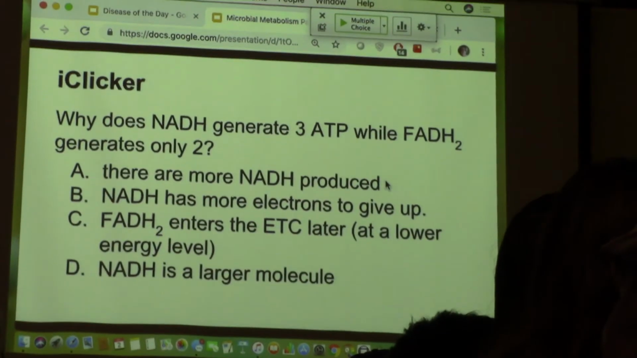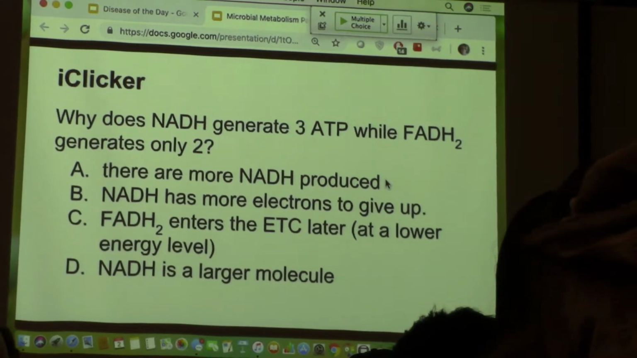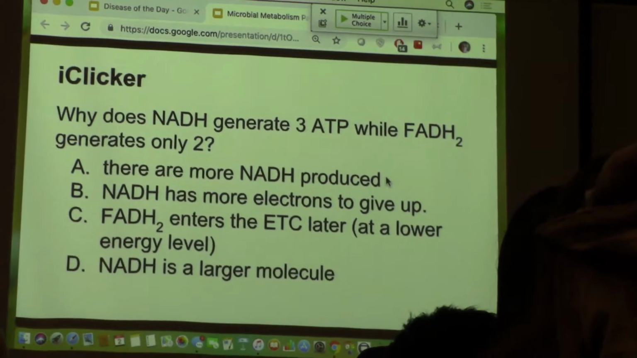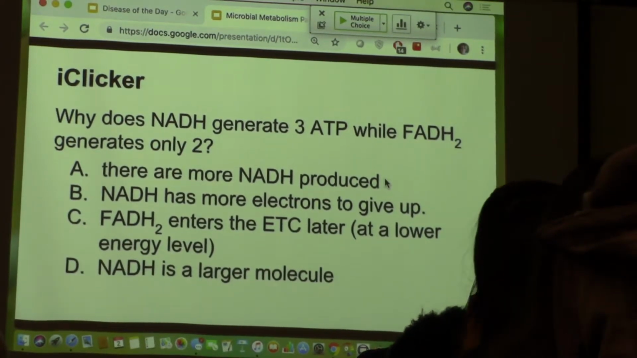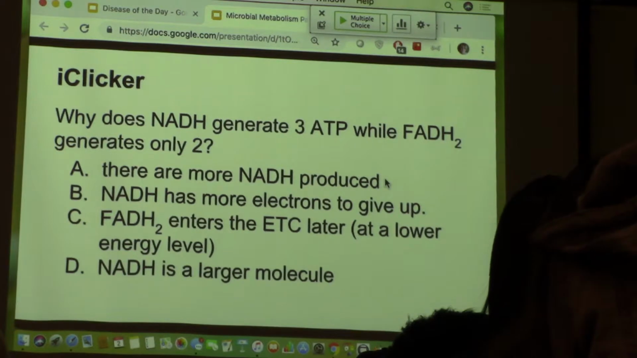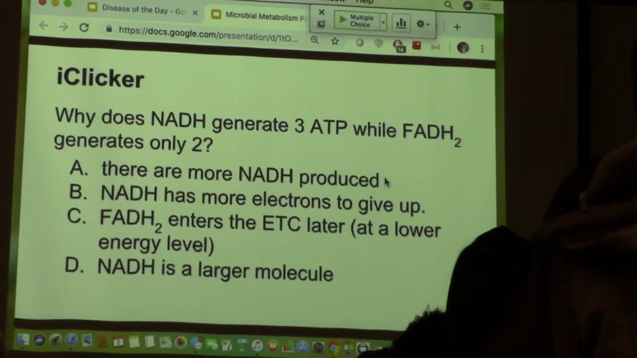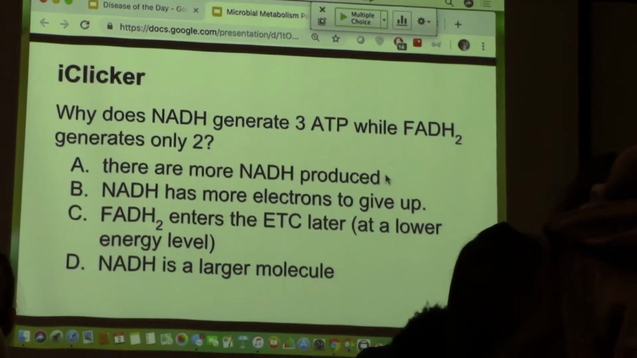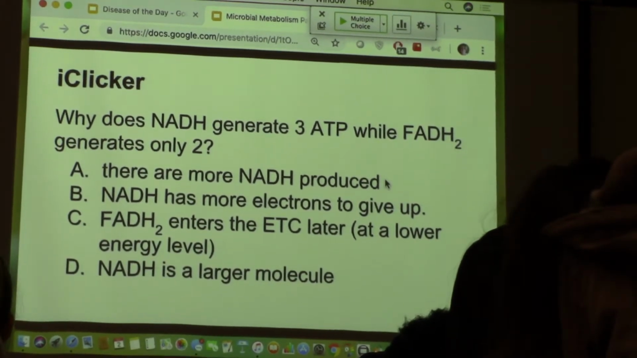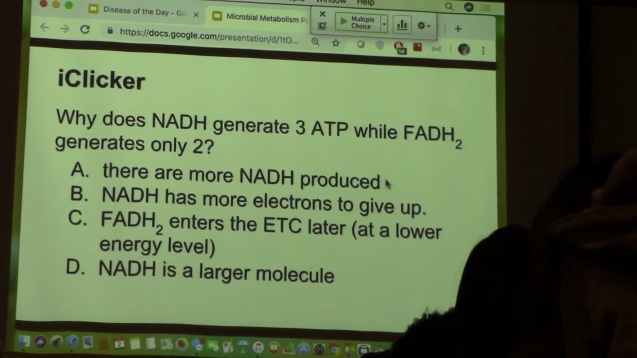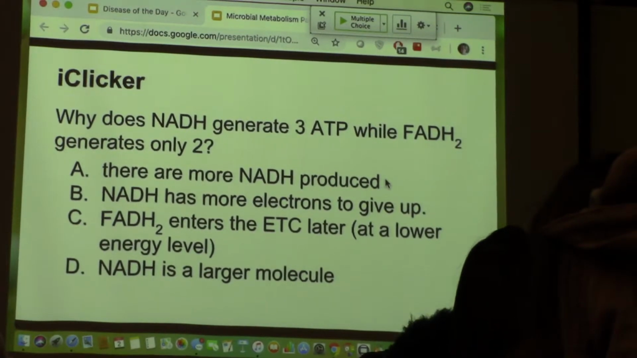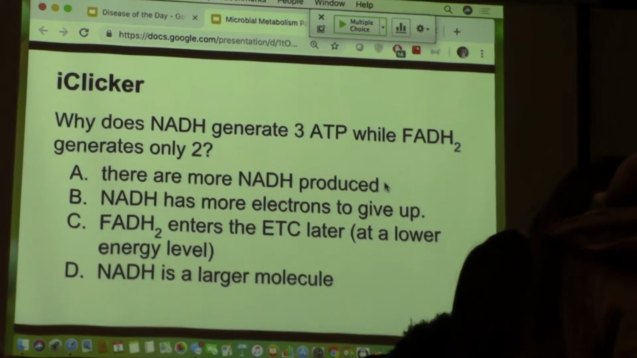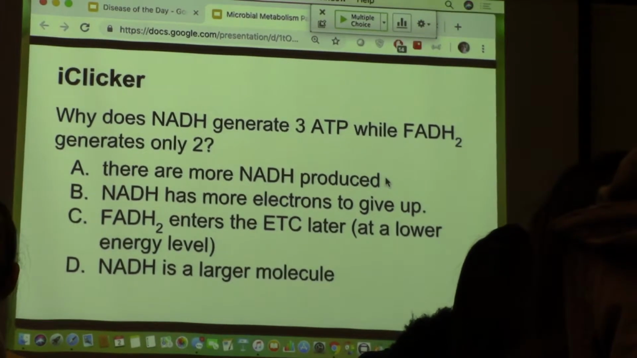So because it has two hydrogens, my assumption would be that it would have more electrons to give up. Yeah. Why does it enter the electron transport chain later if it has more electrons? Yeah, it turns out that it doesn't have more electrons to give up. Okay. So even though it's got two hydrogens, just because you're losing hydrogen doesn't actually mean you're being oxidized. It's just that in biology, for the steps we're talking about, it happens to play that way. Okay. So FADH2 doesn't actually give up more electrons than NADH.